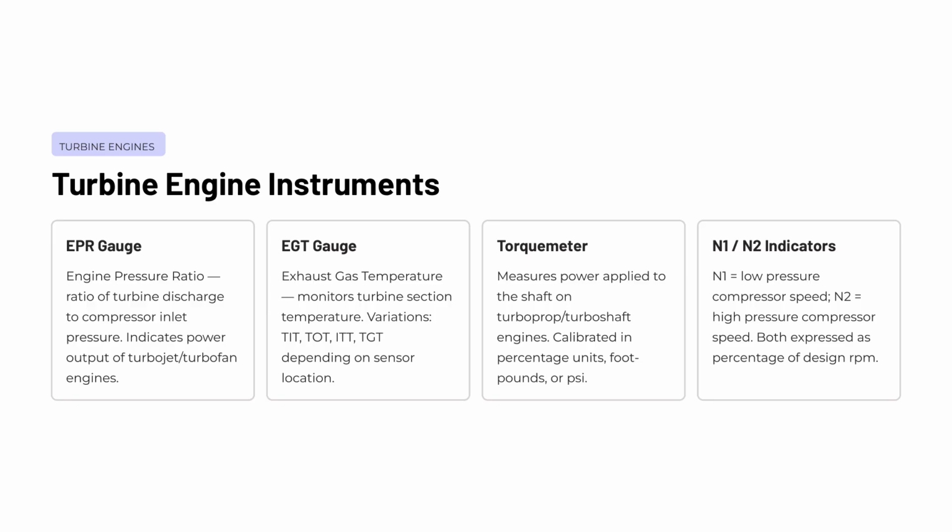Finally, the N1 and N2 indicators display compressor spool speeds. N1 represents the low-pressure compressor, while N2 represents the high-pressure compressor. Both are expressed as a percentage of the engine's design RPM. Together, these instruments give a comprehensive picture of turbine engine health and power output.